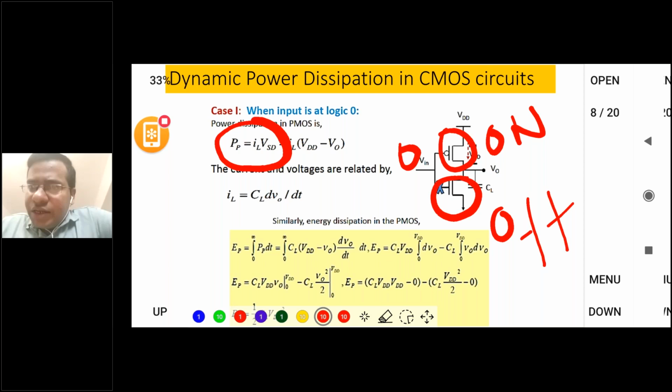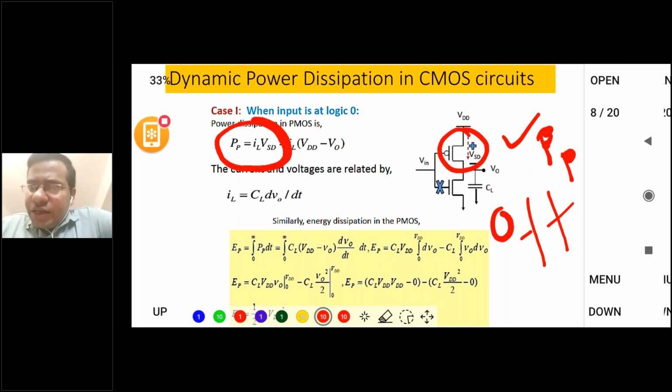If you observe this carefully, your PMOS transistor is in the active state. This transistor actually works, and this one is in the off state. So you consider only the PMOS transistor, because if a transistor is off, it does not dissipate any power, but if the transistor is on, it dissipates some power. That's why I wrote PP. This power is dissipated by the PMOS transistor.